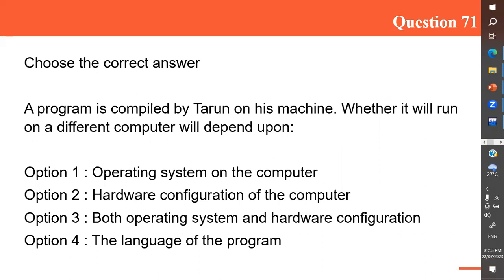A program is composed by a person on one machine. Whether it will run on a different computer will depend upon what? Does it only depend on the language? Is it always like that? If the language is the same, can we run it? See, if I take two systems, I am running a C program here and a C program there. Will it run for sure? It won't depend on anything else?